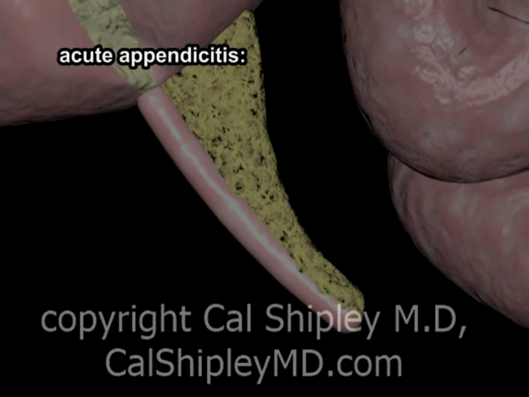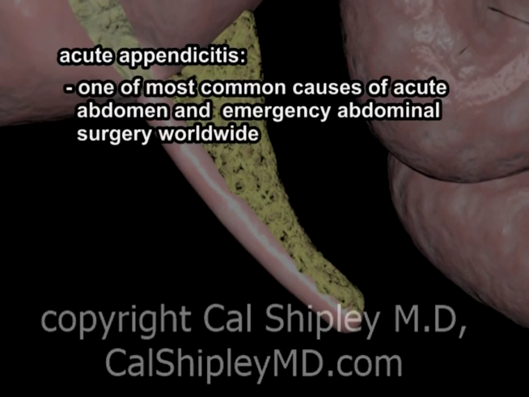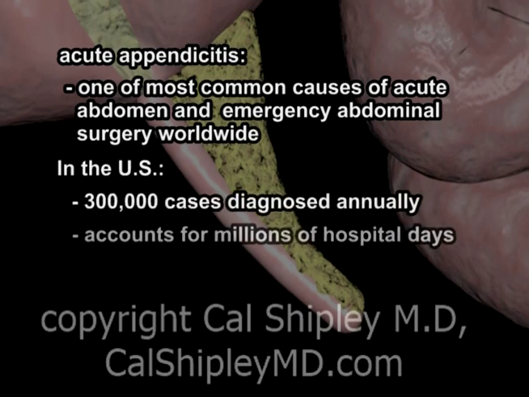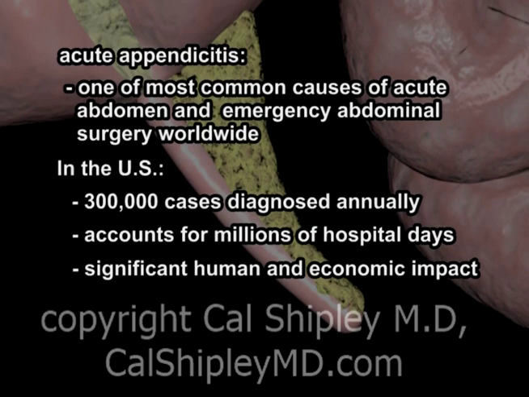Before we review the pathophysiology, let's take a look at a few numbers to get some idea of the frequency and prevalence of the disease. Worldwide, acute appendicitis is one of the most common causes for both acute abdomen and emergency abdominal surgery. The United States is no exception to this prevalence, and there are approximately 300,000 cases diagnosed annually, accounting for millions of hospital days. So the disease has a significant human and economic impact.